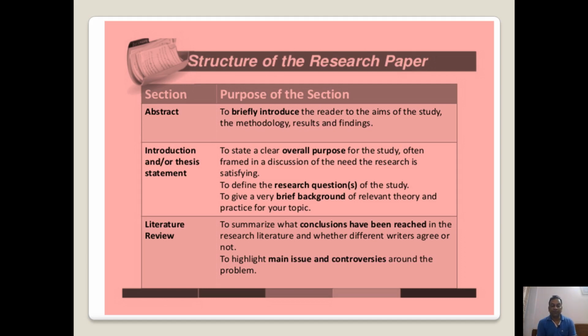In the introduction, you have to write the overall purpose of the study; keep this in mind. Literature review: to summarize what conclusions have been reached in research literature and whether different writers agree or not, to highlight the main issues and controversies around the problem. Literature review mostly shows how earlier researchers have done work on the same topic, or how this work is already related to other authors. For that, you need to read and write the literature review.